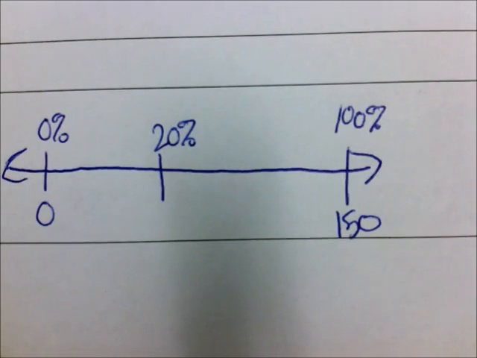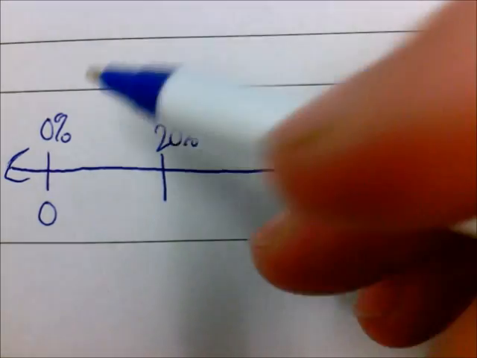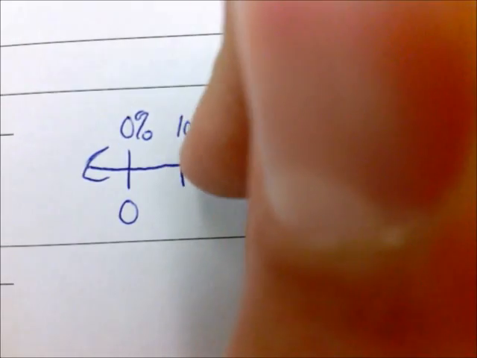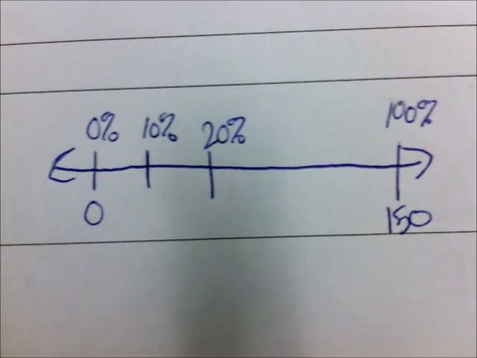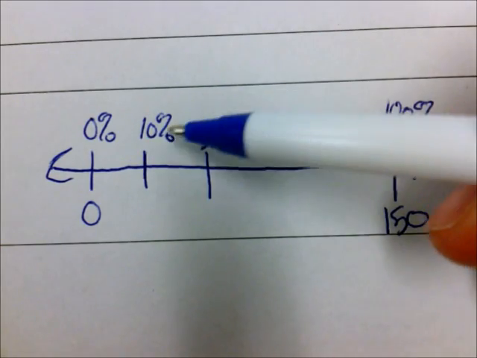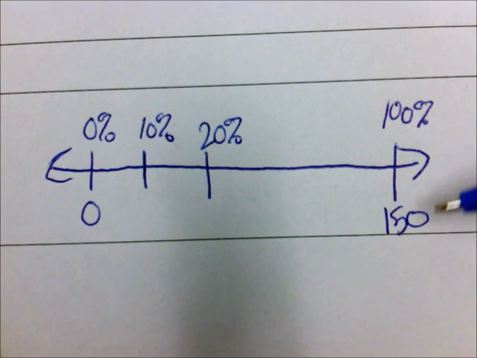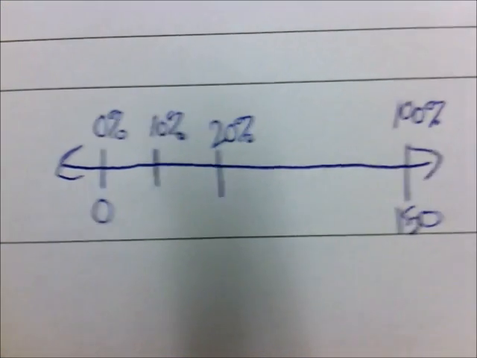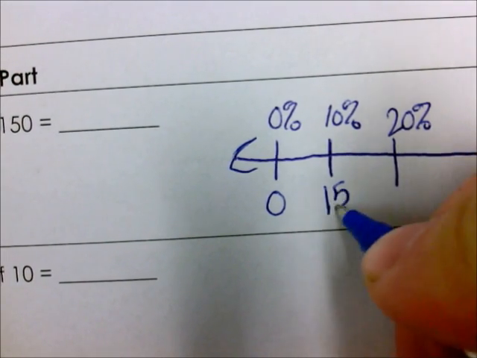Alright, well, I could go 100 down to 20 right away, but for some of our students, it's a little harder, so we just go to 10% instead. And I ask myself, what is 10% of 150? We really worked on this in class. 10% of 150 is 15.